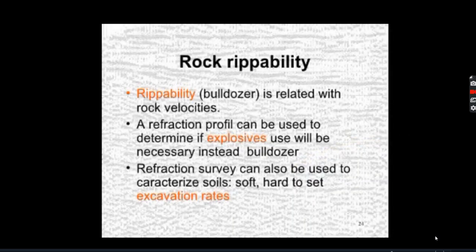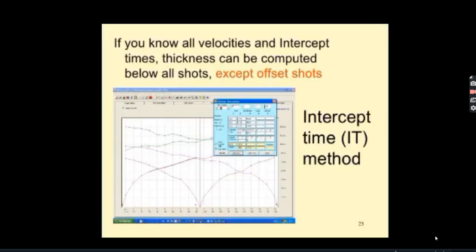Rock rippability. Rippability by bulldozer is related to the rock velocities. A refraction profile can be used to determine if explosive use will be necessary instead of a bulldozer. Refraction surveys can also be used to characterize soils, soft or hard, to get excavation rates. If you know all velocities and intercept times, depths can be computed below all shots except the offset shot.